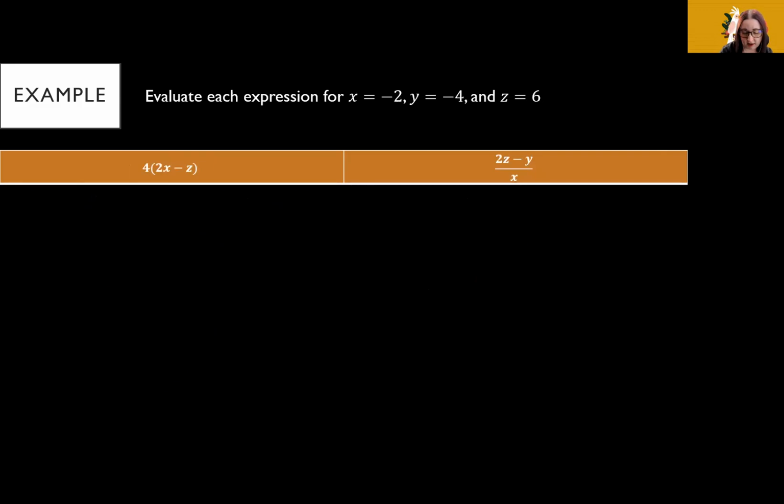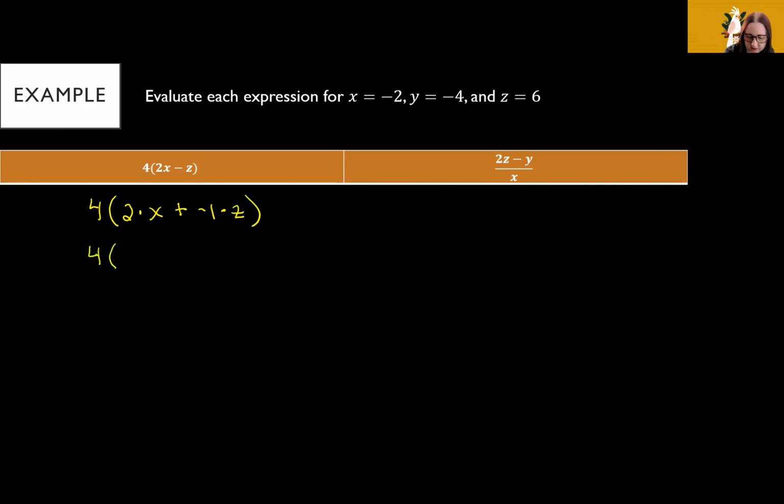All right, and now these are my last two examples. So we're going through fairly quickly here. We're going to evaluate each expression for x equals negative 2, y equals negative 4, and z equals 6. And notice we may not use every variable in our expression when we evaluate. That's completely fine. So I've got 4, and then in parentheses, 2x minus z. So this is 4, and then we're going to be multiplying because it's parentheses. That's 2 times x. And then I'm going to write this minus z as plus a negative 1 times z, just to get in the habit, to avoid possible errors with your signs.